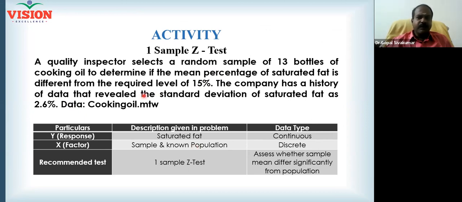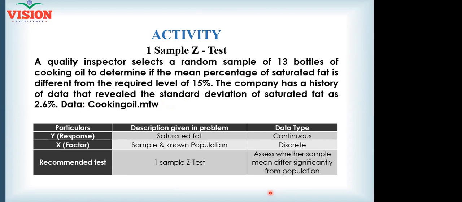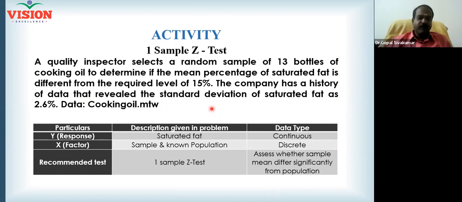Same problem, but the situation is explained in detail. A quality inspector selects a random sample of 13 bottles of cooking oil to determine whether the mean percentage of saturated fat is different from the required level of 15%. The company has a history of data that revealed the standard deviation of saturated fat as 2.6%. When the standard deviation is known, which test will you go for? One-sample Z test. Very good.